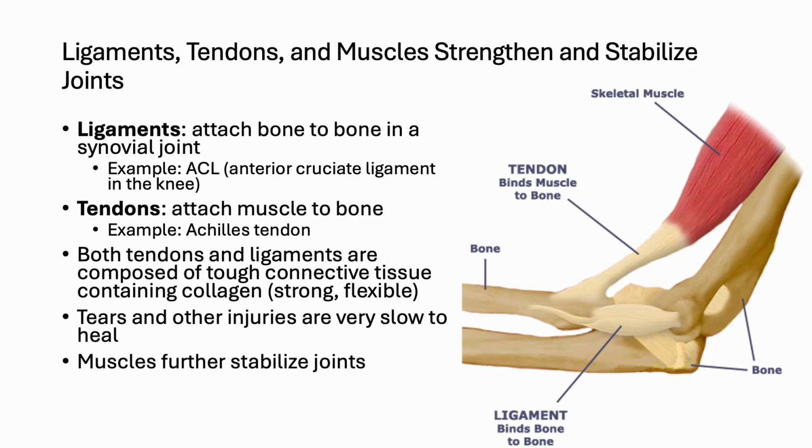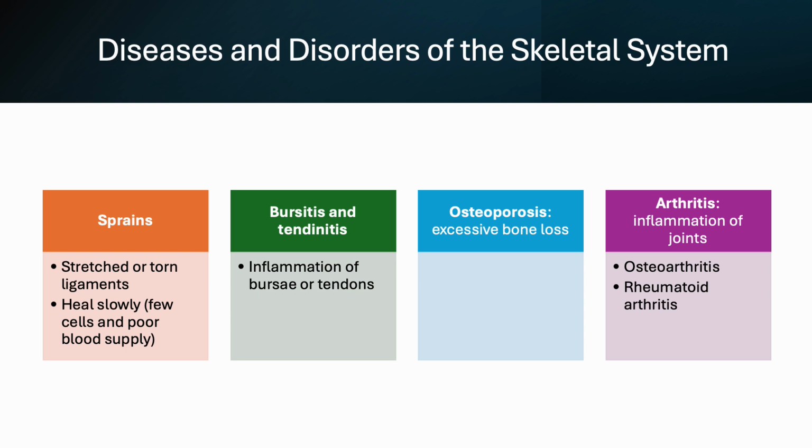For example, the rotator cuff muscle stabilizes the shoulder joint during arm movements. Together, ligaments, tendons, and muscles form an integrated support system that allows joints to maintain mobility, yet remain strong enough under constant mechanical stress. The skeletal system is subject to several common disorders that affect bones, joints, and connective tissues.